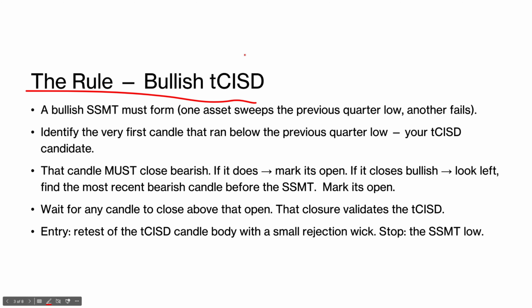The rules. We've got the bullish scenario for true change in state of delivery. First, a bullish sequential SMT must form. One asset sweeps the previous quarter low, another fails. It doesn't have to be a quarter, to be honest. It could also be a micro, but of course, quarter makes it way stronger. Why? Because that is our sequential SMT. This is only for the bullish scenario, guys. And then second, identify the very first candle that ran below the previous quarter low, your true change in state candidate.